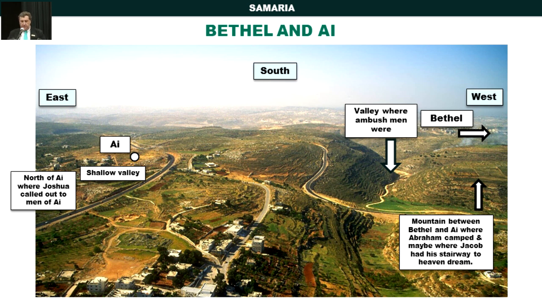Now there's another hill on the western side of that deep valley there, on the right of the photo. This is likely to be the mountain between Bethel and Ai, where Abraham set up camp and built an altar. It is possible that Jacob may have had his dream of a stairway to heaven there as well.